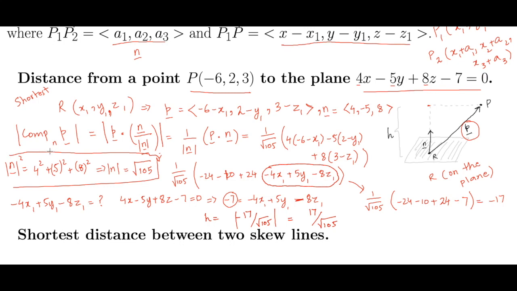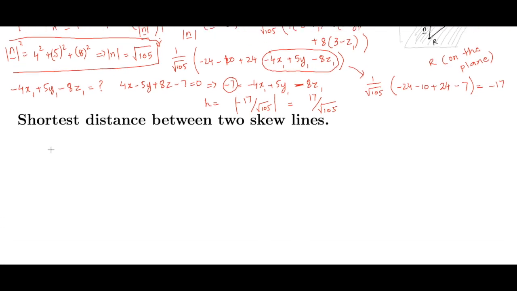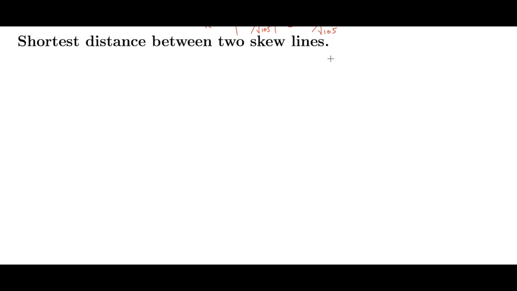Okay, now we are interested in the shortest distance between two skew lines. So what are skew lines? Skew lines we have already seen. The skew lines are those which do not intersect and are not parallel.